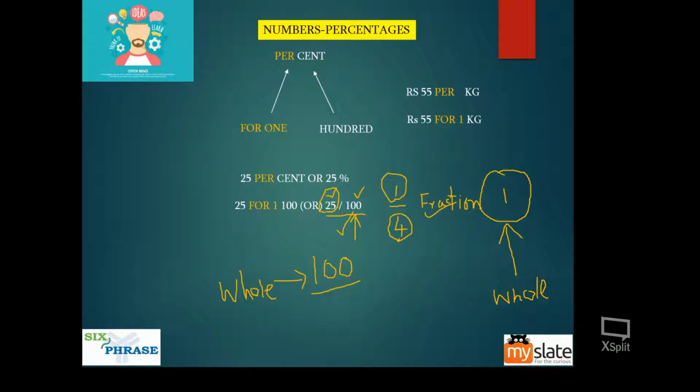Here the whole is 100 and here it is 1. 1/4 represents 1 out of 4 parts. 25/100 represents 25 out of 100 parts. This is why we always see conversions of percentage to fractions and percentage to decimals. They are very common. The reason is that you are able to convert them because they all mean the same thing.